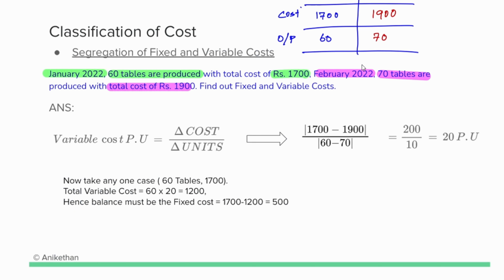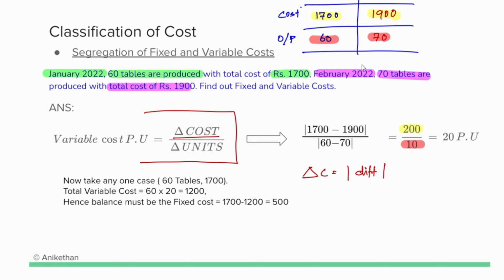Using this formula, you can find out the cost per unit, variable cost per unit. How to do this? Delta cost. Delta means difference. It is put in a modulus, which means it is always a positive value. So first is delta cost. That means you have to consider the change in 1700 and 1900, the difference is 200. Next, divided by change in output. You have 60, you have 70, the difference is 10. What you will get? 20 per unit. This is always per unit cost. Now this is variable cost per unit.